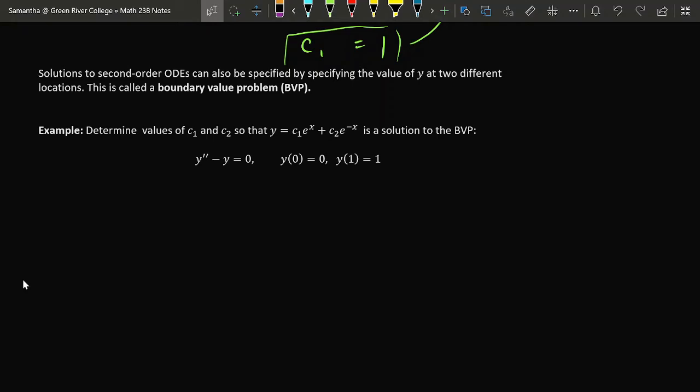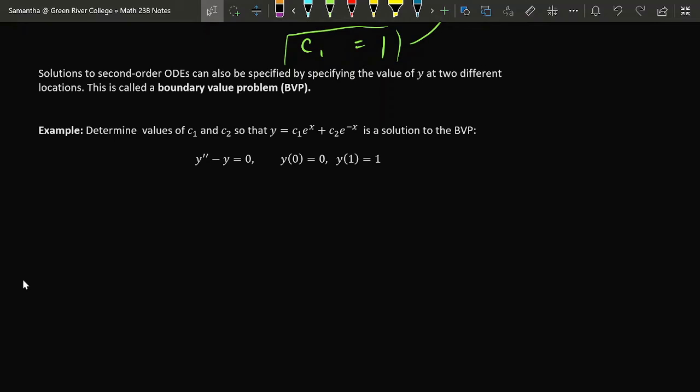But it's also possible to specify a particular solution by requiring the original function y to have particular values at two different locations. Something like this is usually called a boundary value problem. We are requiring y to have specific values at two different locations.